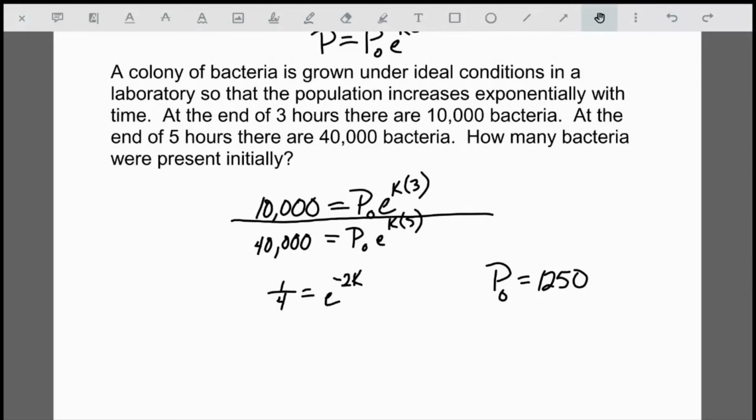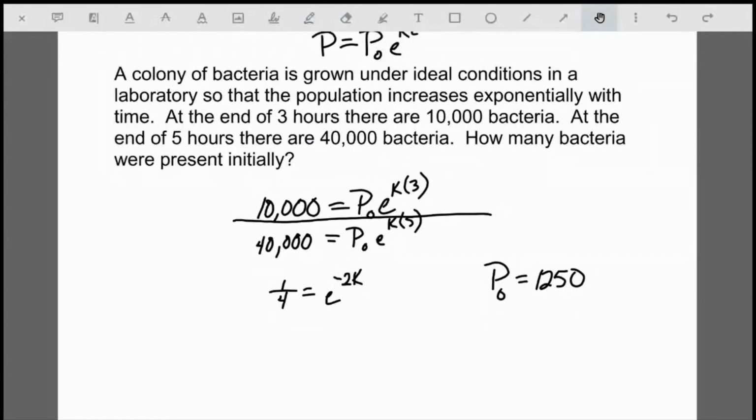It gave me a system of equations to solve. To solve this system, I just divided the two equations. And then from there, I can get the k value. Once I have the k value, I can write my population model with the k value plugged in. And then I can use one of those points to solve for the initial population. So very, very easy to do.